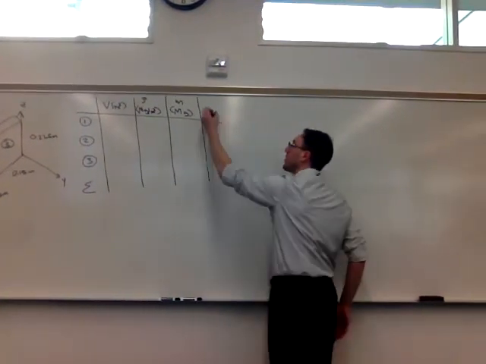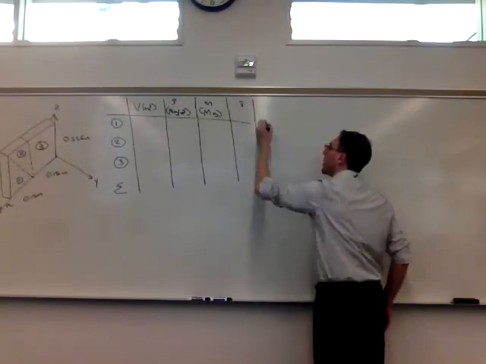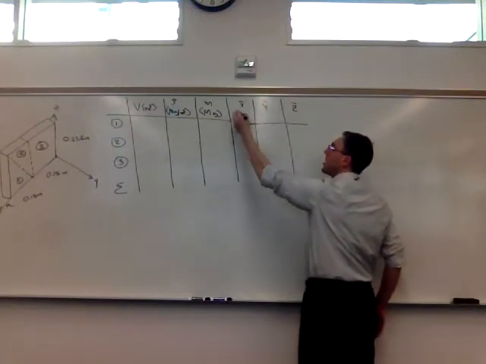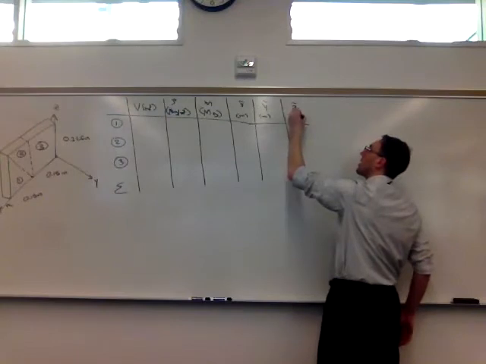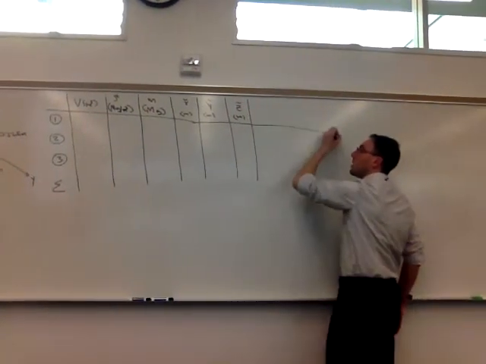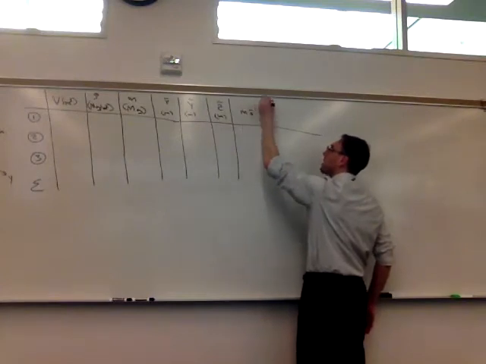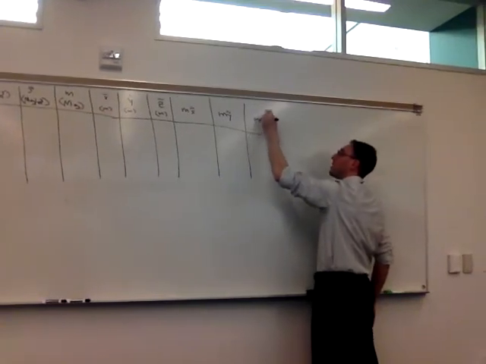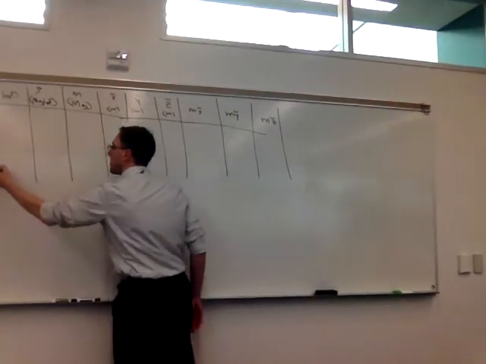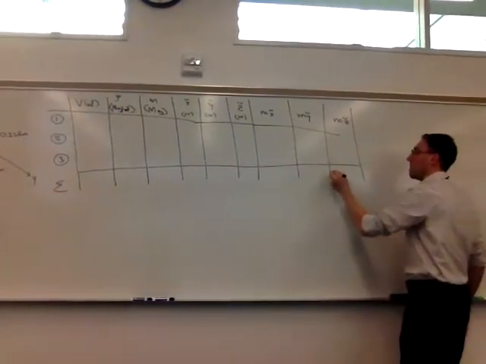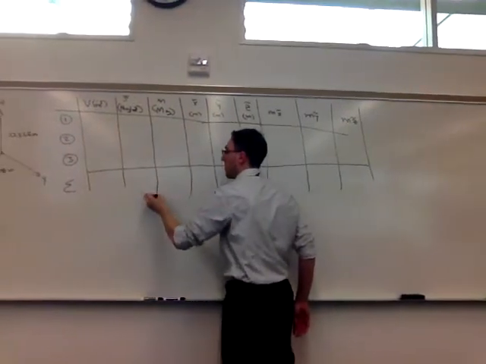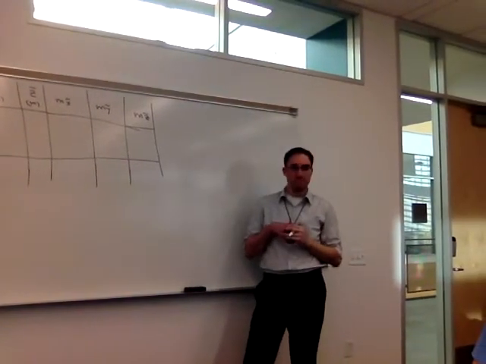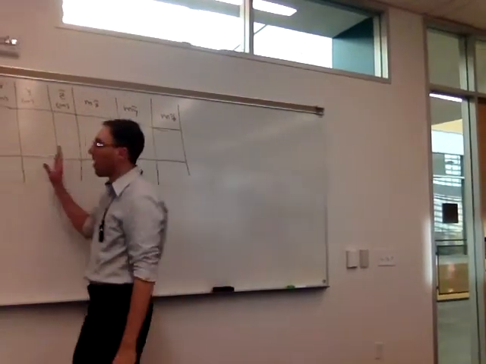We're in 3 dimensions, so we need the x tilde, we need the y tilde, and we're going to need a z tilde. These will be in meters. Then we're going to need an mx tilde, an my tilde, and then the mz tilde. So those are all the columns we're going to need to fill in for this problem. So let's start all the way on the left here.